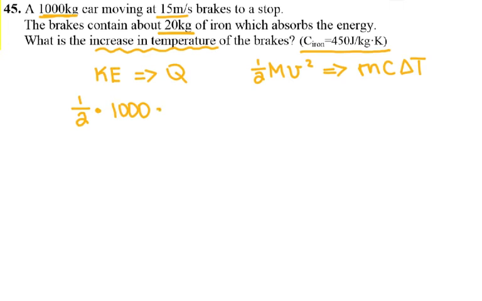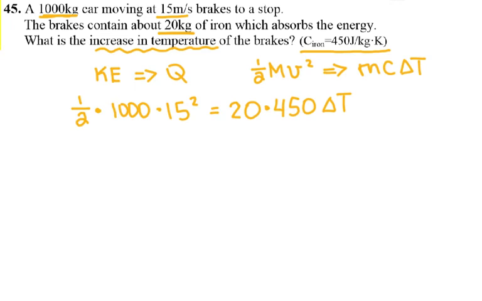And then the velocity at which it moves is 15 squared equals to, the brakes are, the mass is 20, the specific heat is 450, and I look for the change of the temperature. I'm gonna do little tricks right here to simplify my math. So I see that this one is 15 squared.